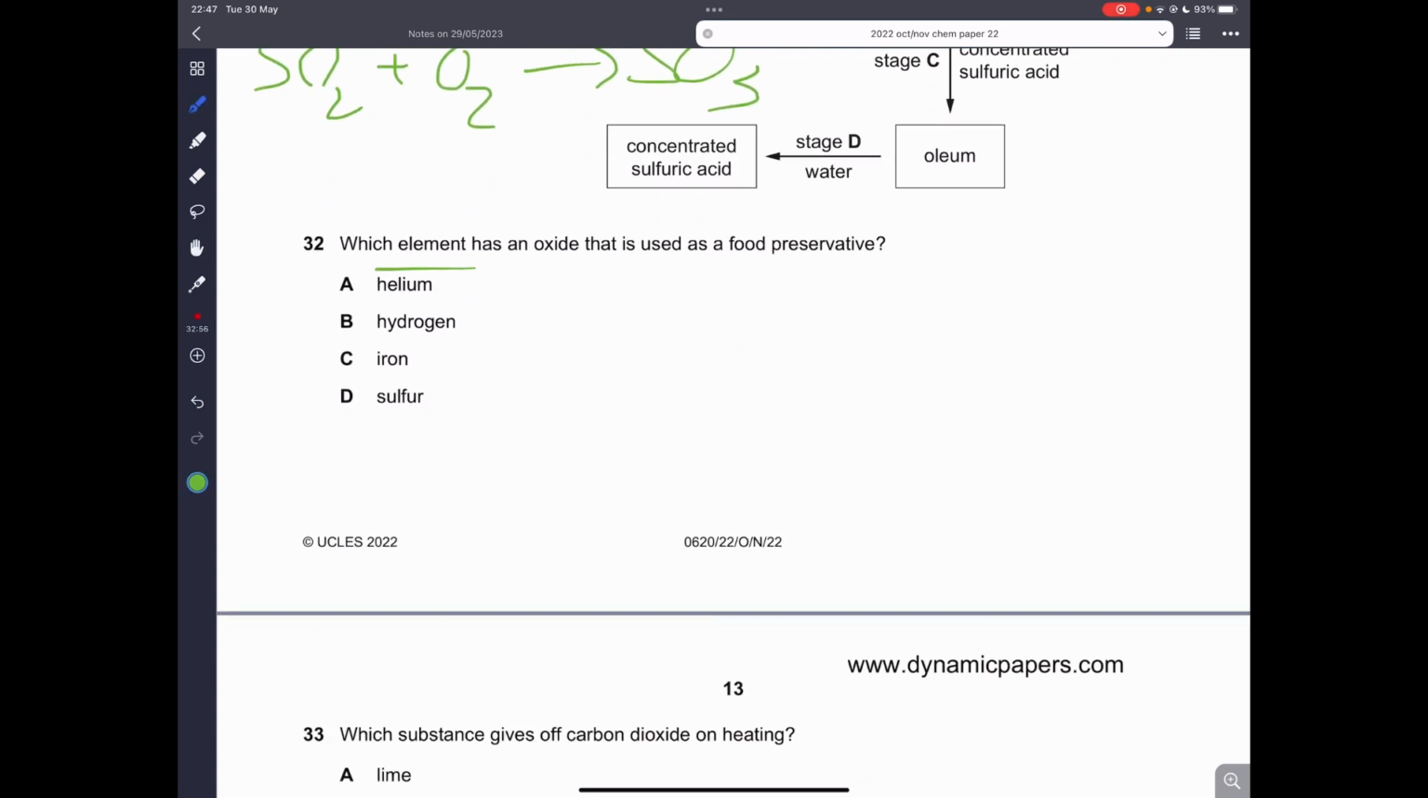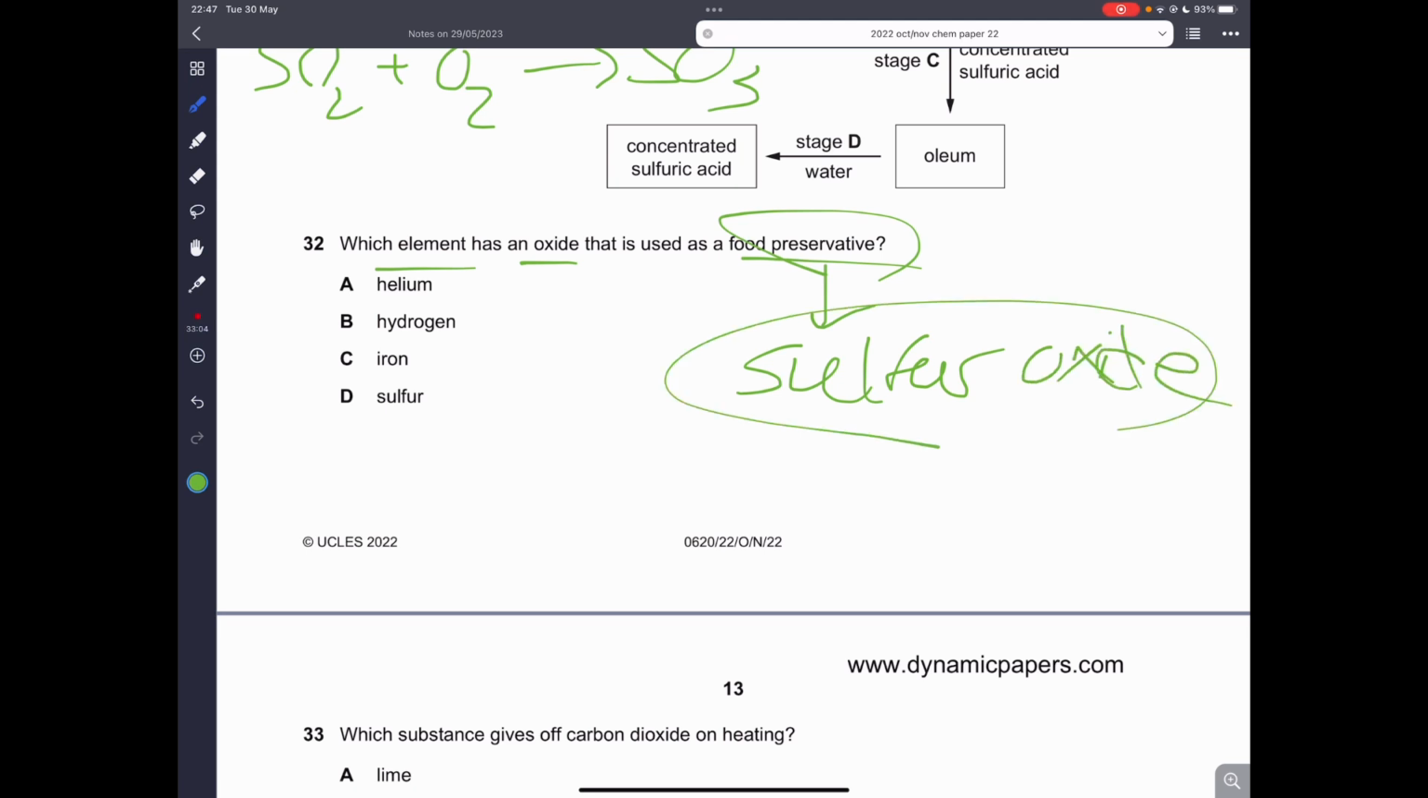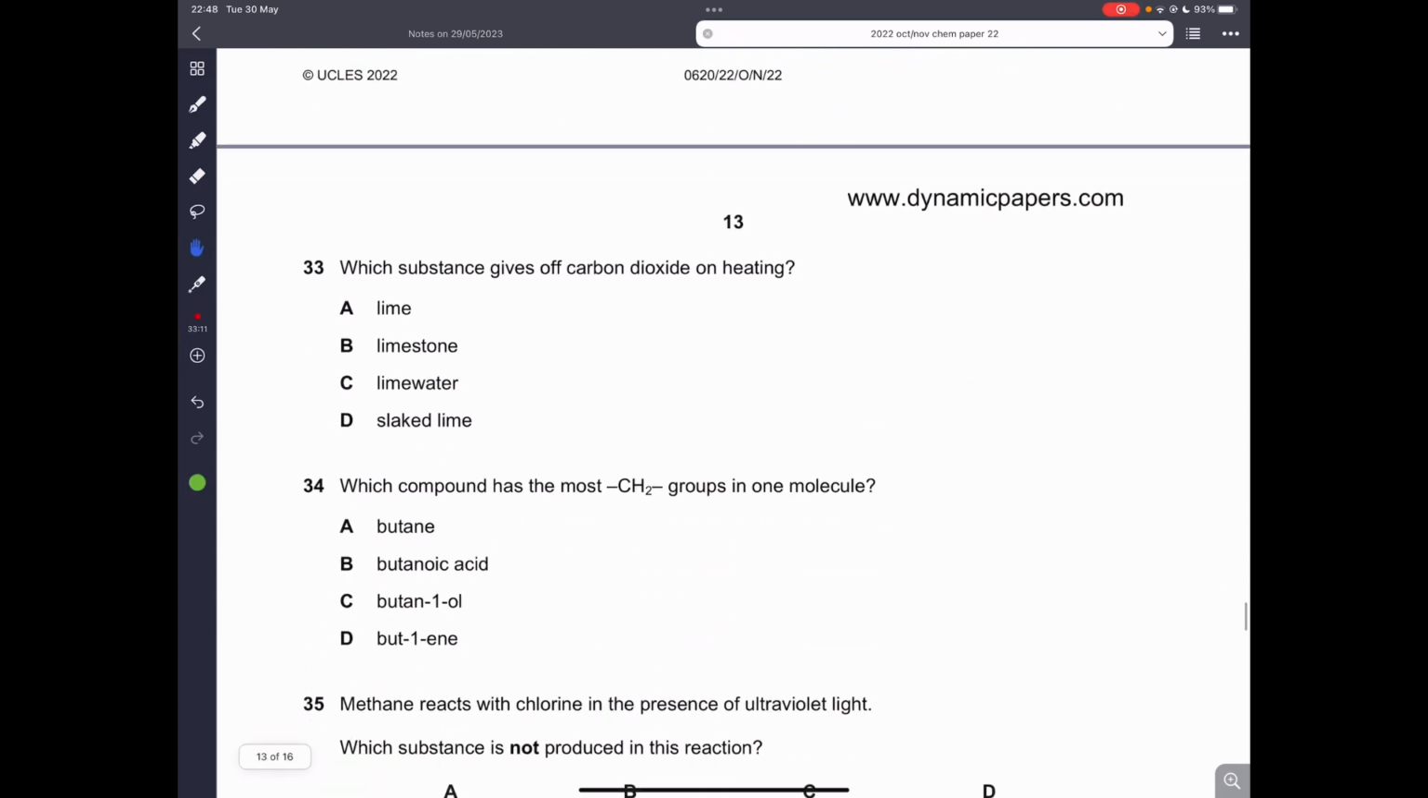Now 32, which element has an oxide that is used as a food preservative? For food preservative, we always use sulfur oxides. They're very good at preserving food, so D is the correct answer.